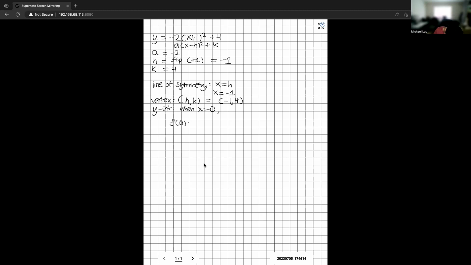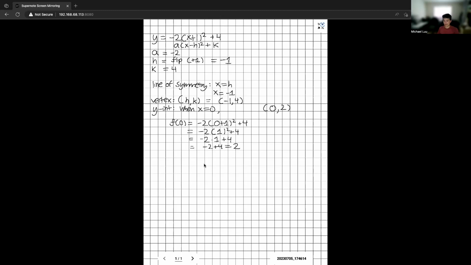f of 0 is equal to -2 times, now I'm going to replace x with 0, (0 plus 1) squared plus 4. That equals -2 times 1 squared plus 4. 0 plus 1 is 1, so 1 squared is 1, plus 4. -2 times 1 is -2, plus 4, which is equal to 2. So therefore, my y-intercept is going to be (0, 2).